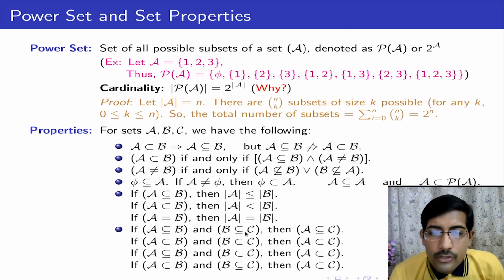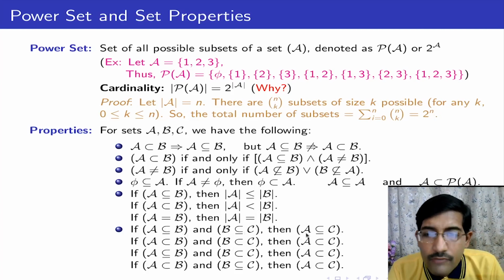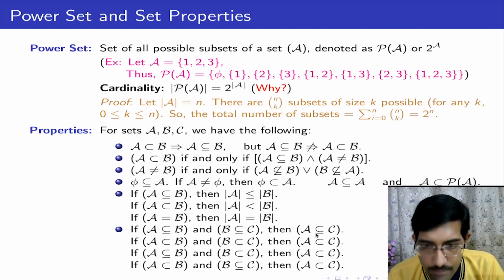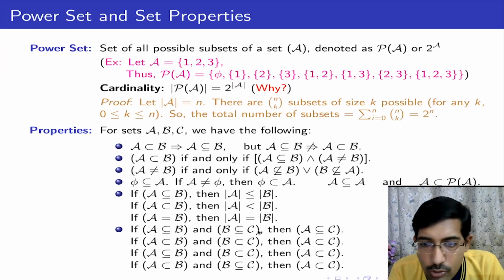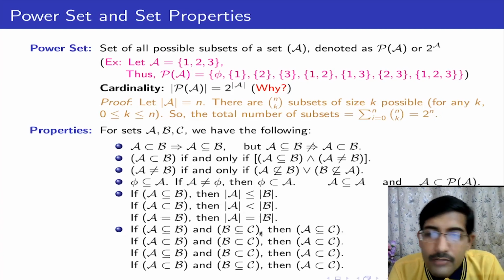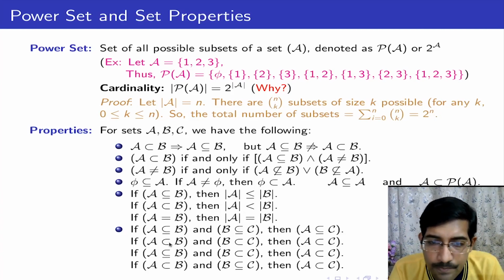If A is a subset of B and B is a subset of C, then obviously we can say A is a subset of C. Because all the x in A also belong to B, and all the elements in B also belong to C, then definitely all the elements of A will also belong to C.